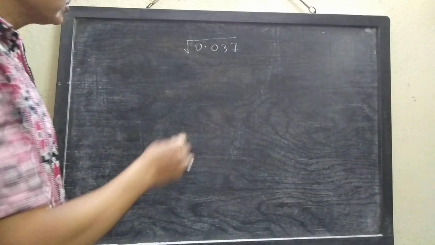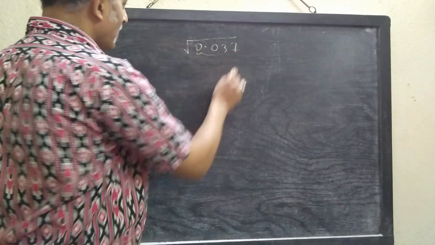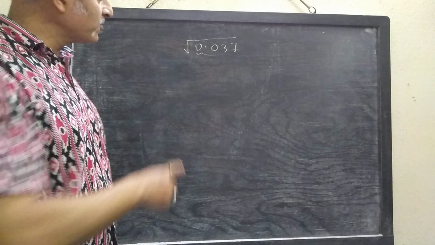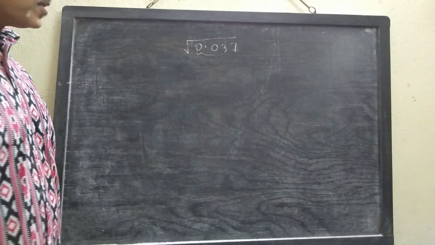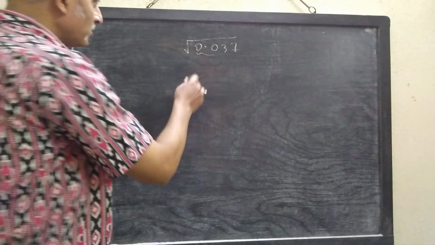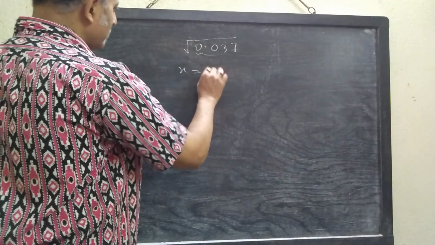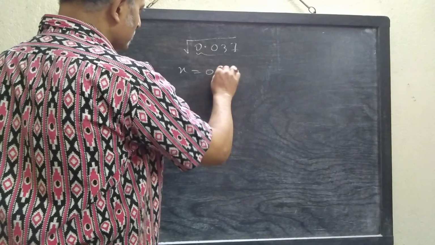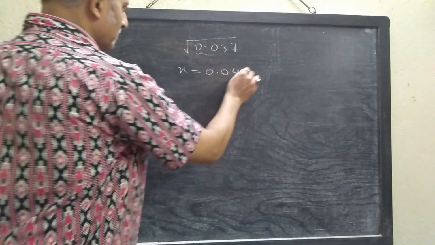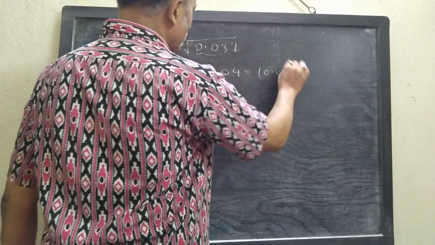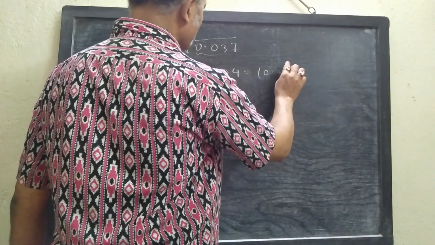already told you that when you are asked to find a square root, then you have to find from this what is the perfect square. So look, if you take here x equals 0.04, that is a perfect square because this is 2 by 10 whole square. This is 0.2 whole square.